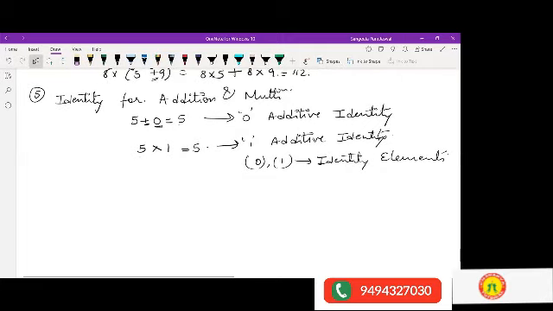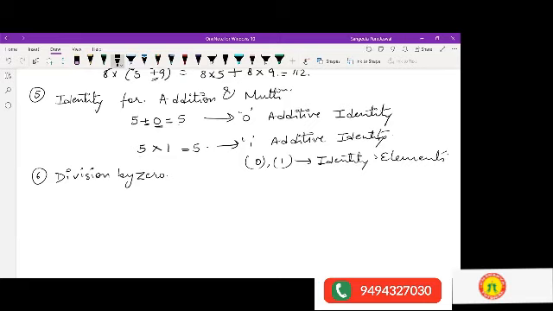Okay, now let's come to another property, that is division by 0. Can we divide anything by 0? No, ma'am. We cannot divide anything by 0. 0 can never be in the denominator. 0 can be in the numerator, but it cannot be in the denominator.